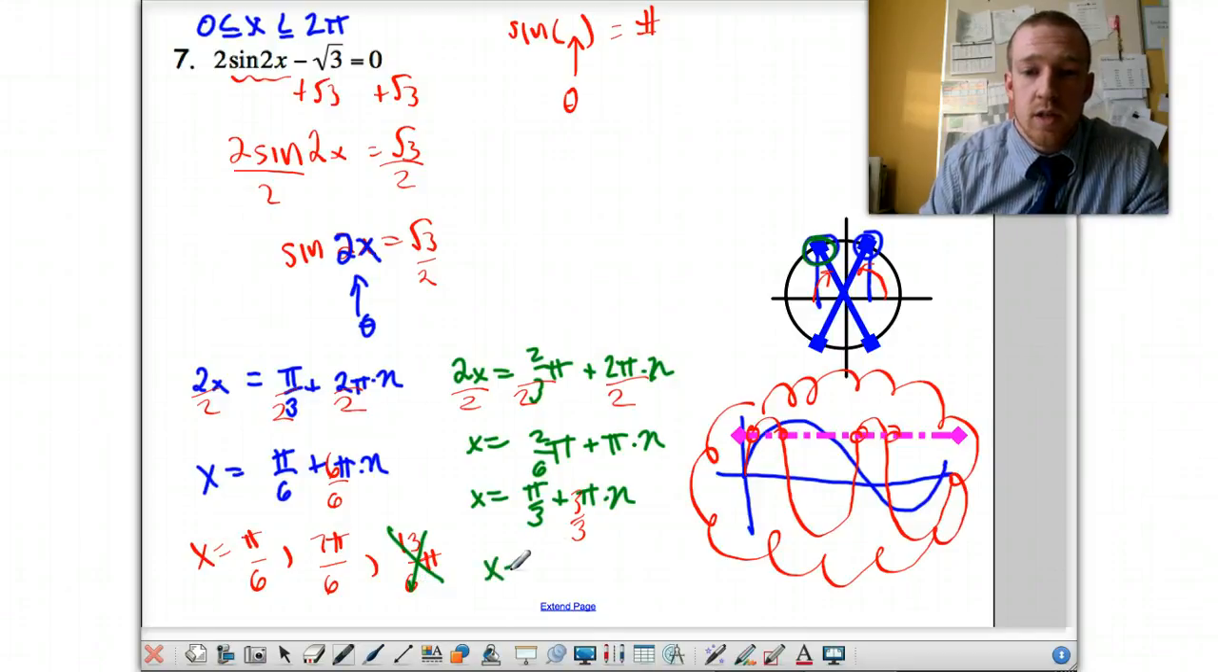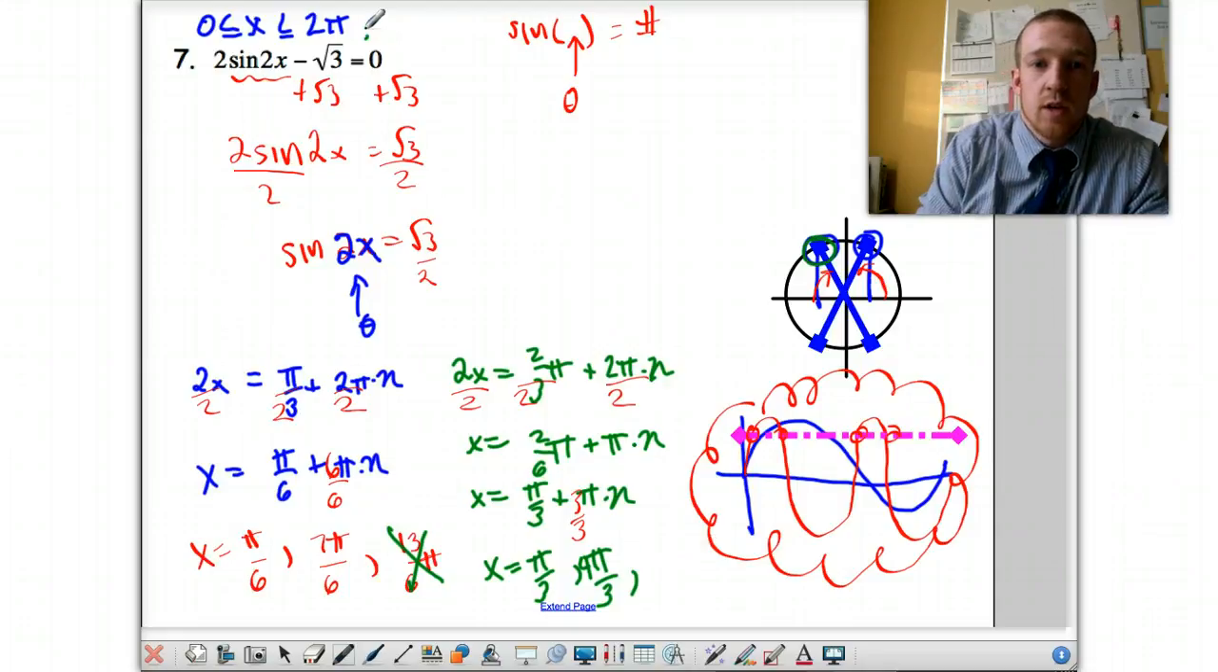And then this is going to give us x equals pi over 3 plus 0. Pi over 3 plus 3/3, which is 4/3 pi. And I'm done, because anything else puts us outside our domain here.